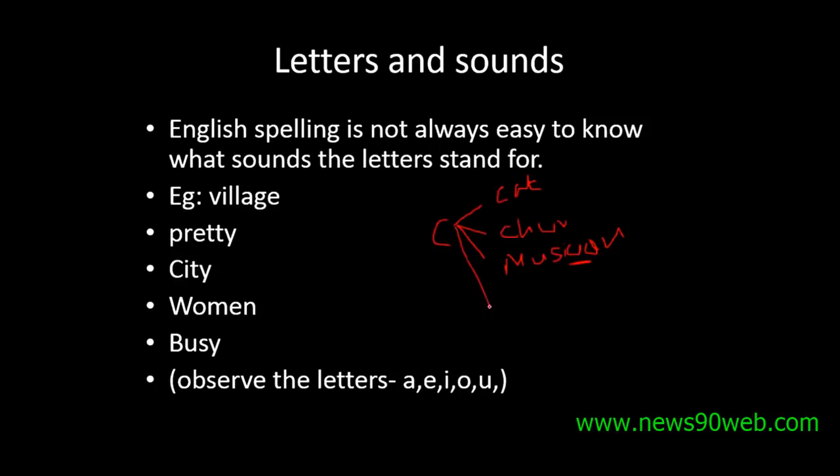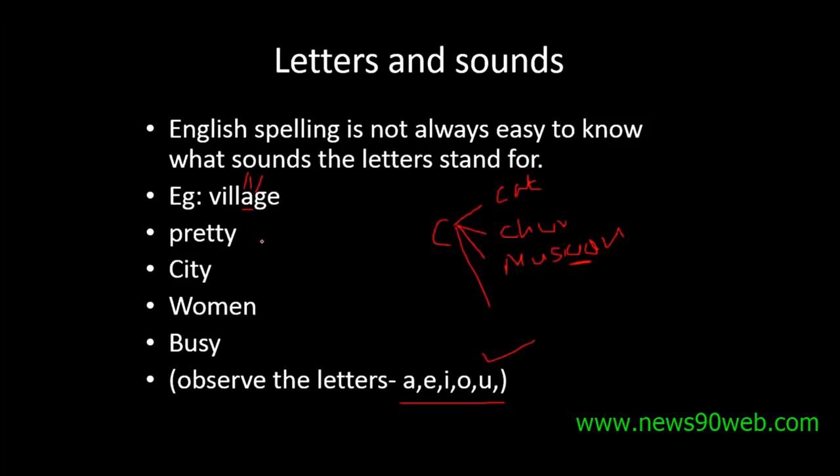Cat, mechanics, car, church. The same way, you observed here village, pretty, city, women, busy. One thing you can observe here, we have 5 vowel letters. What are they? A, E, I, O, U. These 5 letters are pronounced with different letters in these 5 words. You observe here. Village. What sound is there? What vowel is there here? It is not A letter. The sound is E. Village.